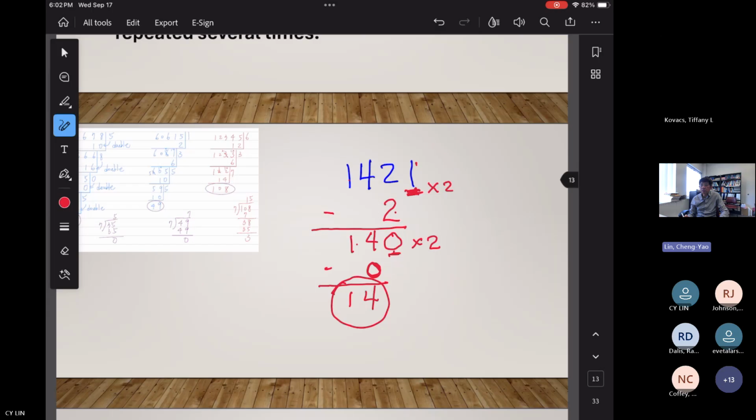Is 14 divisible by 7, yes or no? Yes. Then therefore, this number 1,421 is divisible by 7. Are you with me for this?